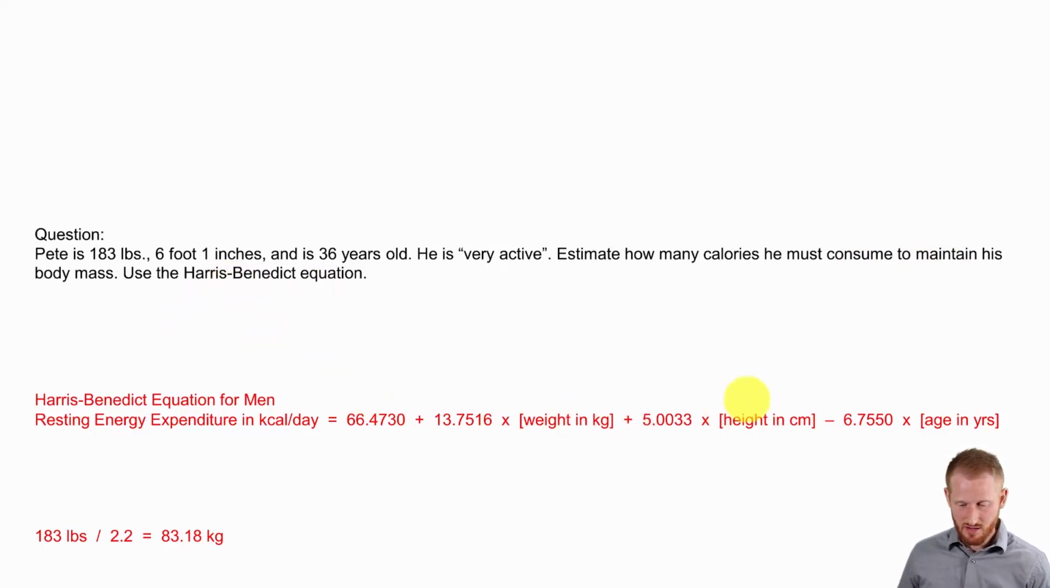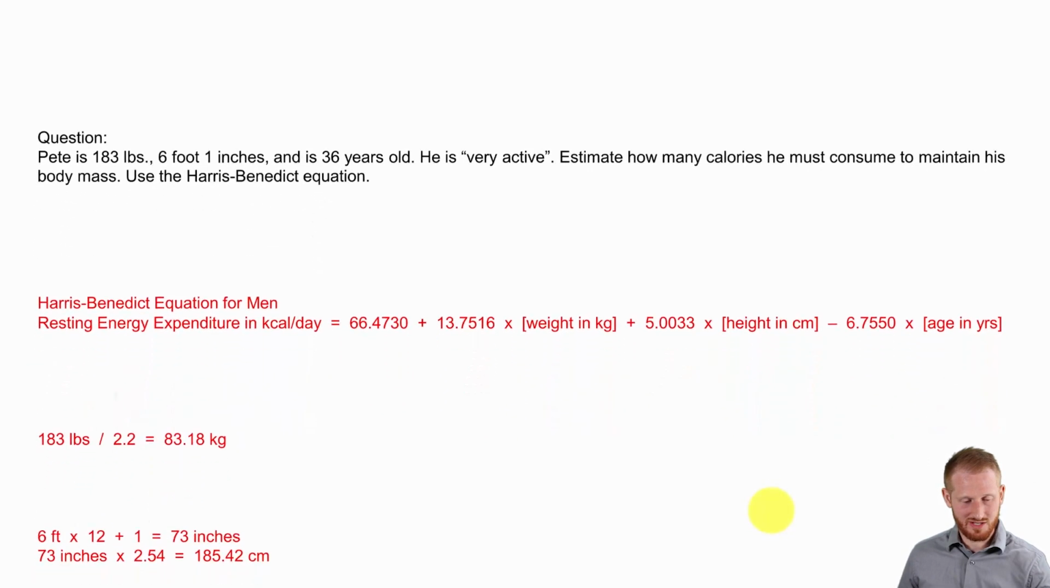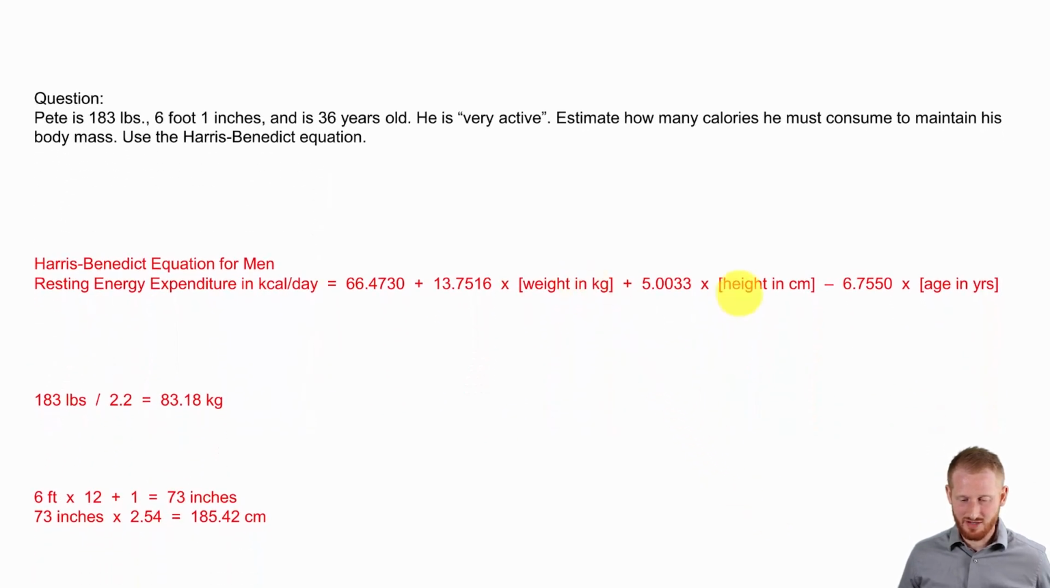Here is that Harris Benedict equation for men that I already showed you, so we'll skip past that for now. But what we do need to know is everything is in metric, so we need to convert the weight to kilograms and the height from feet and inches to centimeters. Let's do the weight first. He's 183 pounds, divide that by 2.2. That gives us 83.18 kilograms.